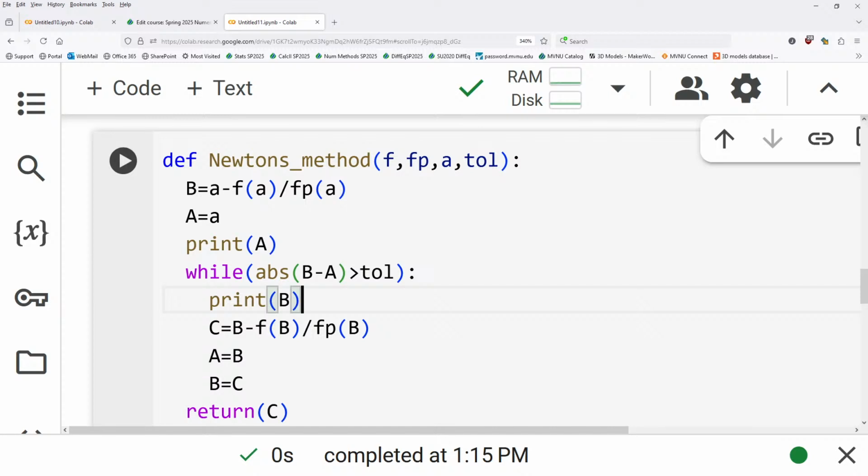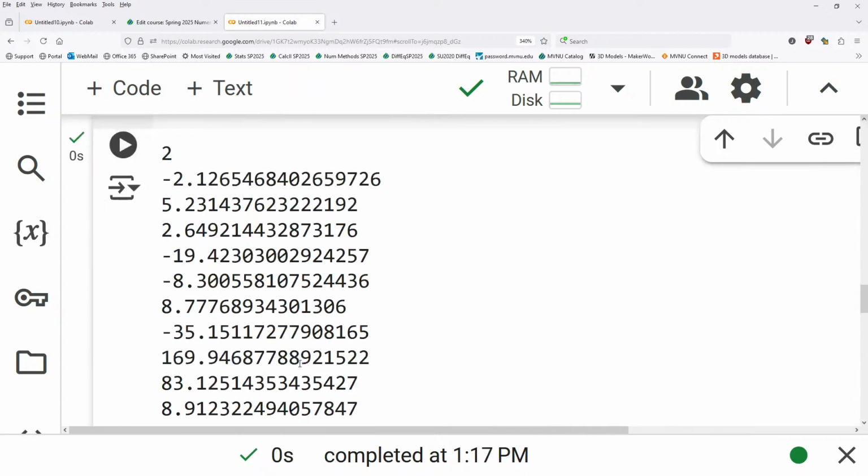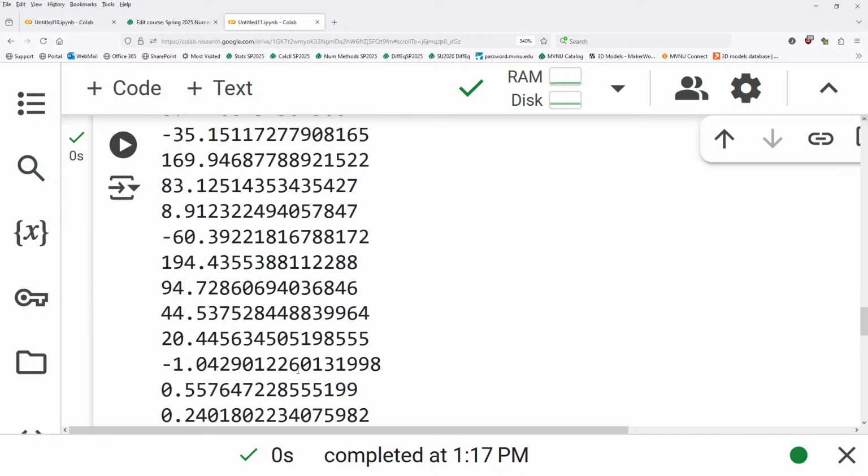What this is going to allow me to do is at least visually see all of the guesses that came. A was the first guess, B is the second guess, and then as we go through this loop over and over again, we'll see the third, the fourth, the fifth, and the very last guess will be the one that gets returned. So let's see what happens when we put that print statement in there. Control enter, and where is it? It's down here. Ooh, interesting.